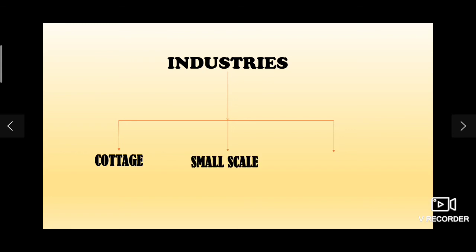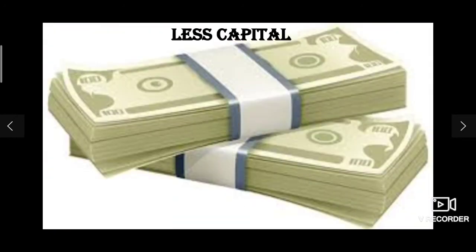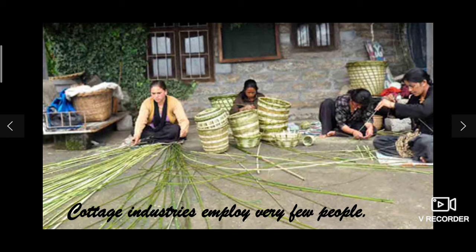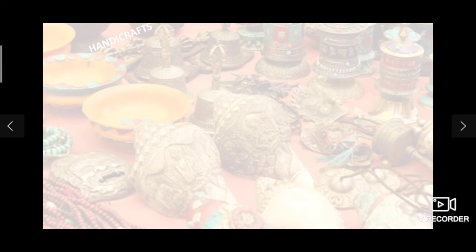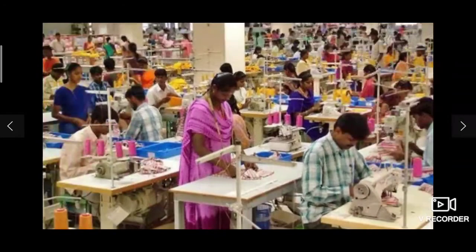Based on the number of people working in it, the industries in India are classified as cottage industries, small-scale industries, and large-scale industries. Cottage industry refers to a system of production where goods are produced at home in small amount. This industry does not require a lot of capital. Very few people are employed and people work with simple tools. The goods made in cottage industries are pottery, baskets, handicrafts, and many more.